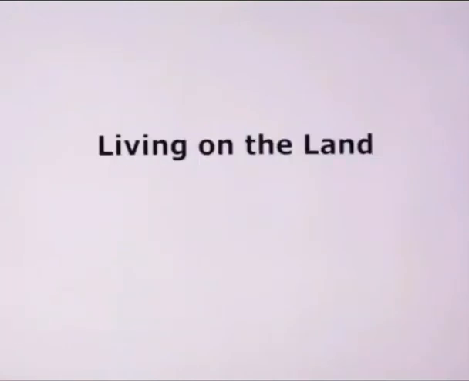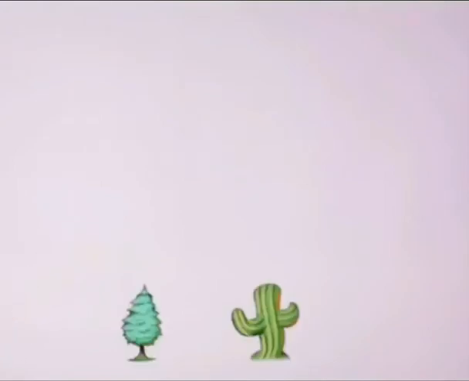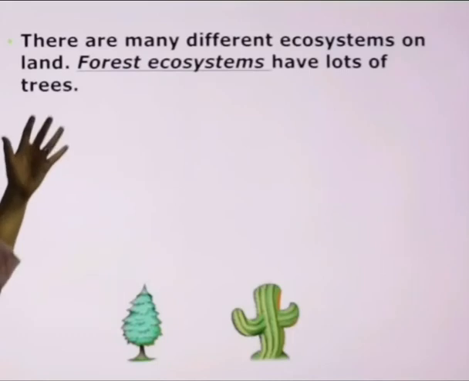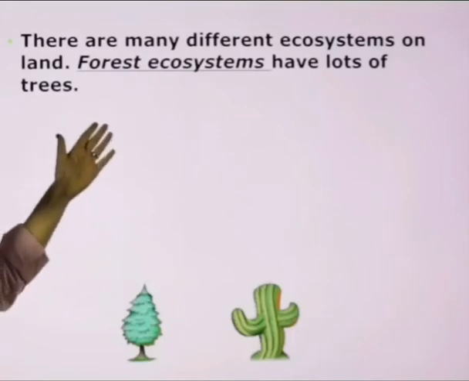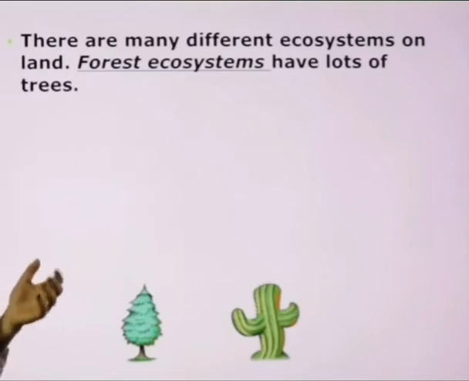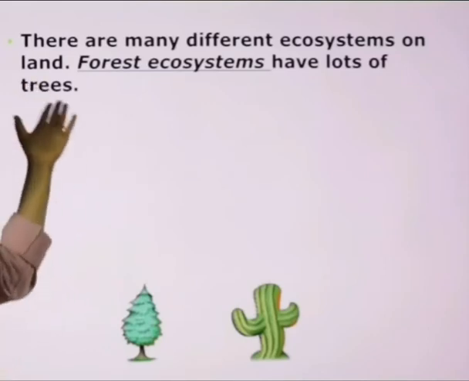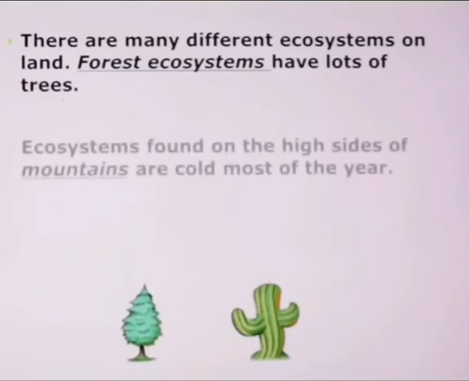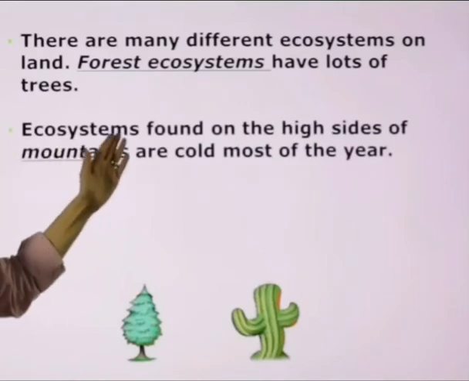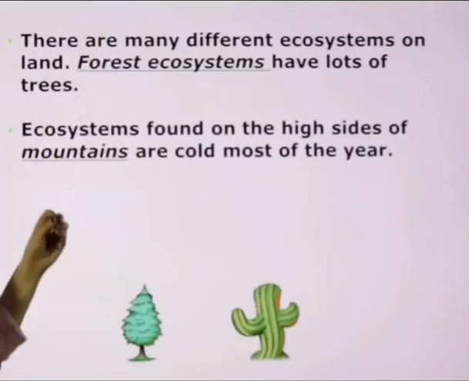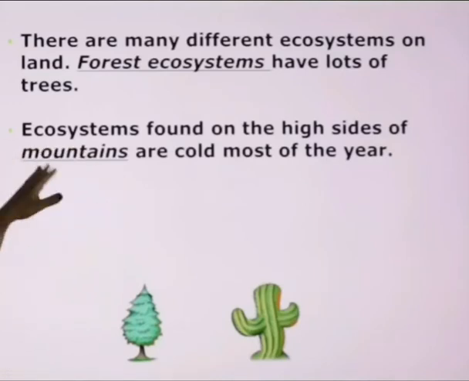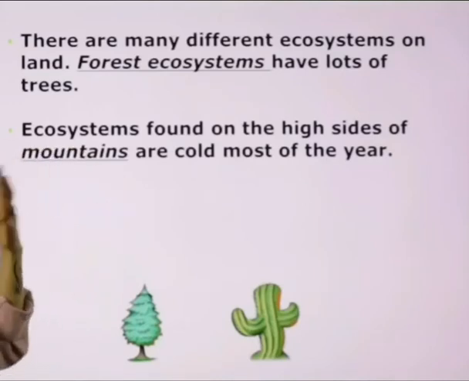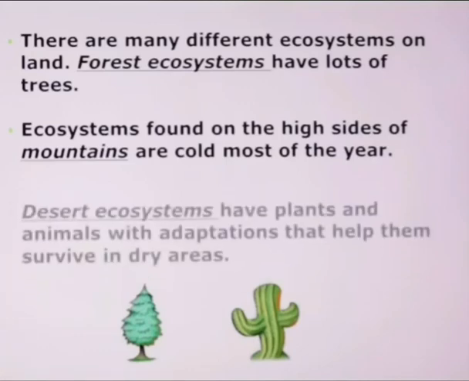Living on the land. Let's explore the ecosystems that are on land. There are many different ecosystems on land. Forest ecosystems have lots of trees. So this is one land ecosystem, the forest ecosystem. Ecosystems found on high sides of mountains are cold most of the year. So this is the main feature of the mountain ecosystem. Most of the year it's cold.